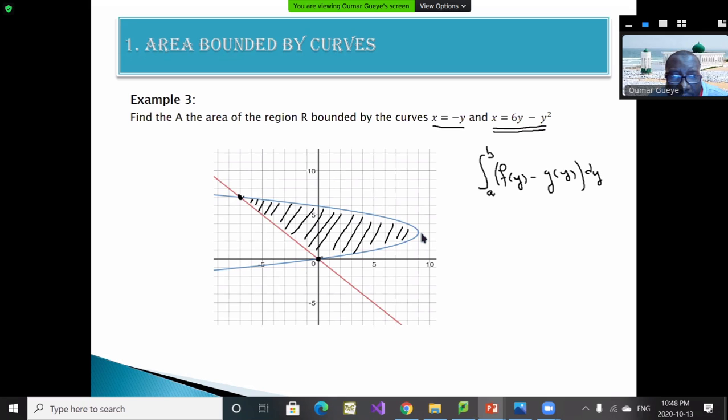So here from the graph, I can find them, but I'm going to show you how to find them by calculation because sometimes the graph is not given. From the graph, you can see the value here. What is this value?